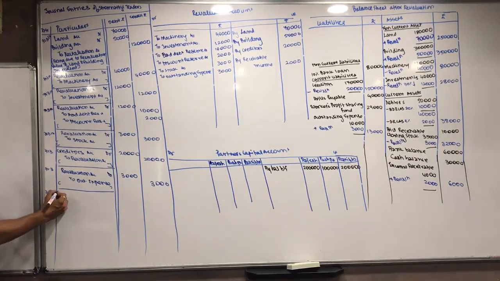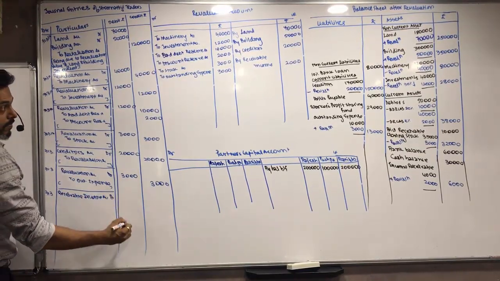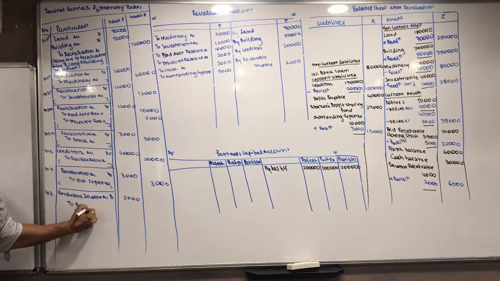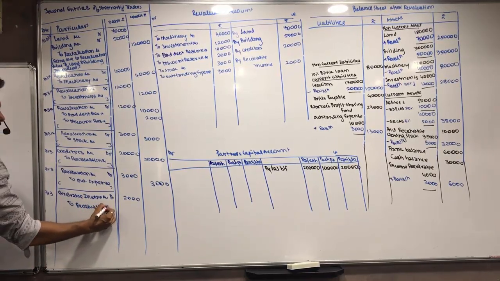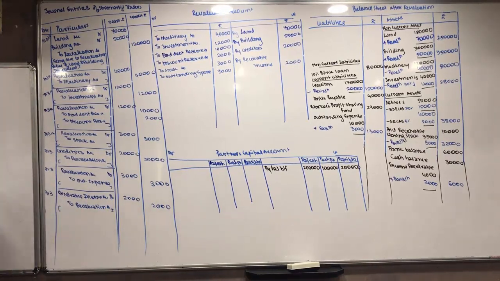Then receivable income account debit 2,000 to revaluation account, being unrecorded income receivable now recorded.